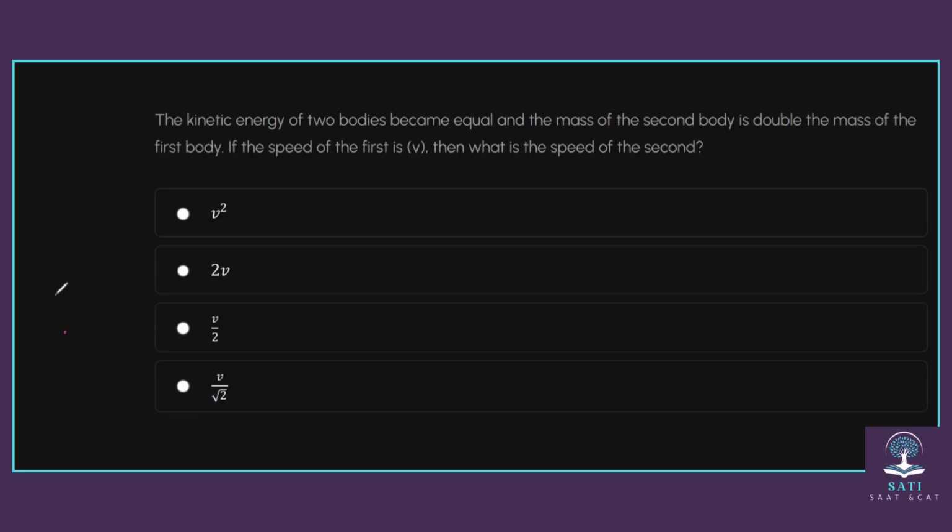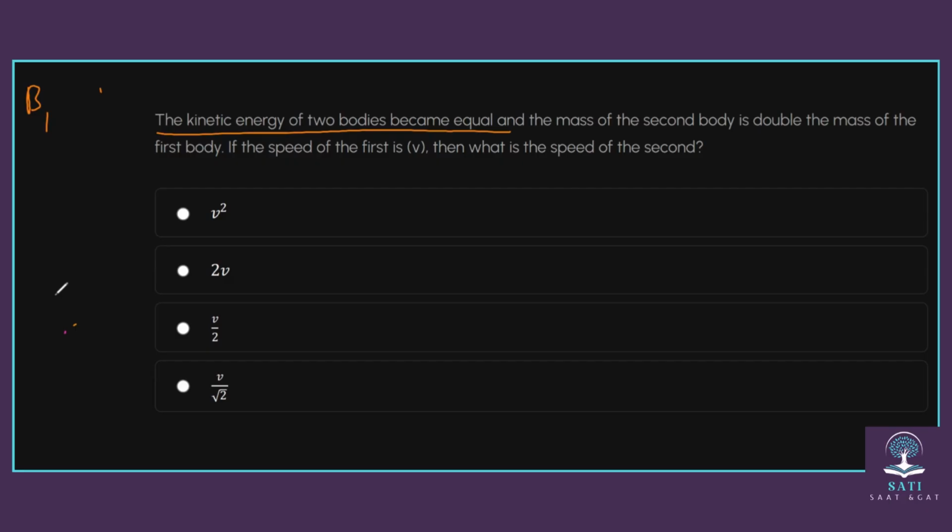Okay, if we go step by step on this question, what are we going to see? The kinetic energy of two bodies became equal. That means the question is talking about two bodies. For example, body number 1 and body number 2. So we have two objects or two bodies.